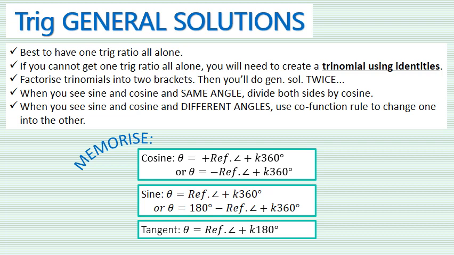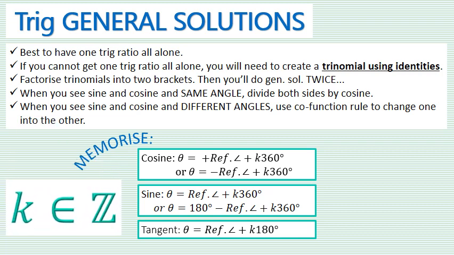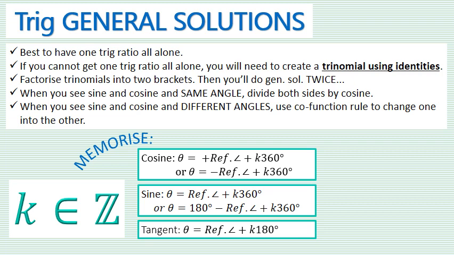Something very, very important to remember is to always write k is an element of integers. We cannot have k be a fraction. It's got to be an integer because it represents the repetition of that specific y value, when you are given a specific theta, an x value on your graph. So the k links up to the period of the graph.